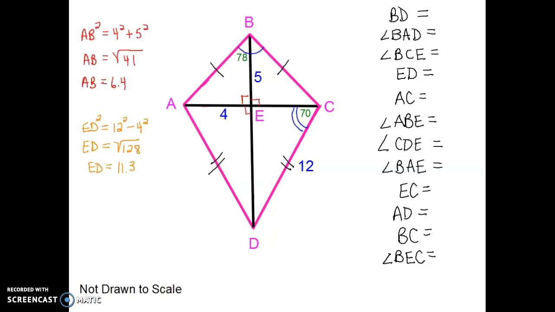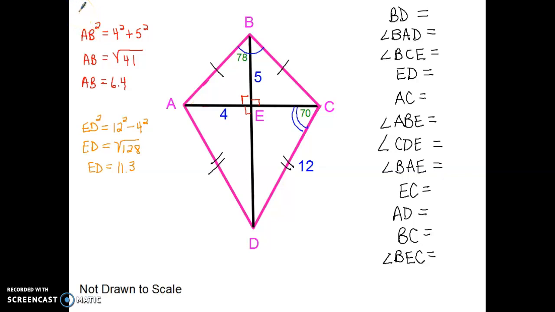Something that's true about all kites: the diagonal lines are perpendicular. That means I will have 4 right angles where my point E is in this example. Also in this kite, I have these two sides, 4 and 5. I can use the Pythagorean Theorem to find the length from A to B. And I have the calculations in the upper left-hand side of the screen.